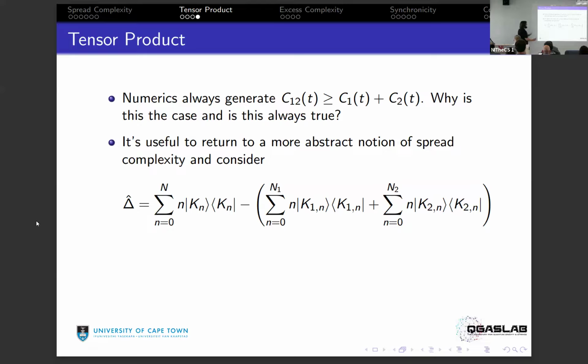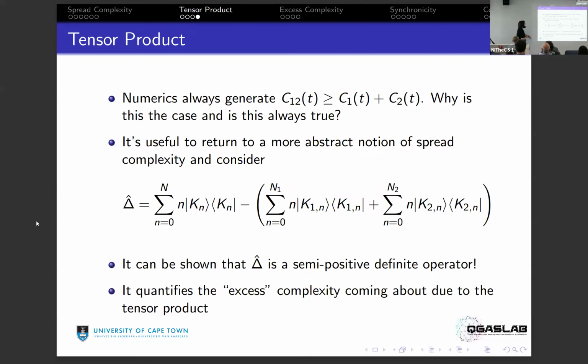I've just dropped them for space considerations, but this is some operator. When I take the expectation value of the time evolved reference state with respect to this, I'll recover exactly that quantity there, C12 minus C1 minus C2. Well, I can do this actually for any state. And the reason it turns out to be better to ask it for all states is because actually this operator delta is semi-positive, which you can prove. So not only is this statement true for the time evolved reference state, it turns out to be true for every state. Every state supported on the Krylov basis, you will find positive.